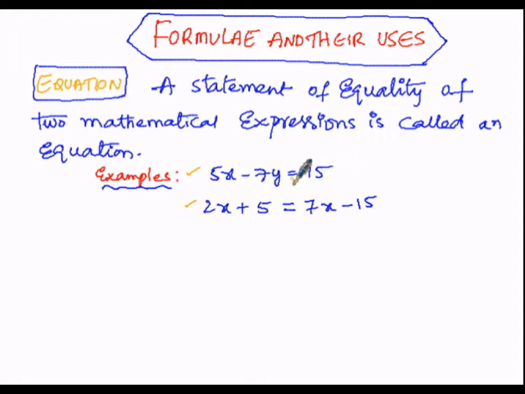So an equality with two algebraic expressions will be called an equation. In the second case, 2x plus 5 is one algebraic expression on the left hand side of the equation and 7x minus 15 is another algebraic expression with variable x on the right hand side. So an equality consisting of two algebraic expressions with only a single variable, that is x, will be called an equation. Here, both are linear equations, because x has degree 1 and y has degree 1. The first one is a linear equation with two variables, the second one is a linear equation with a single variable.